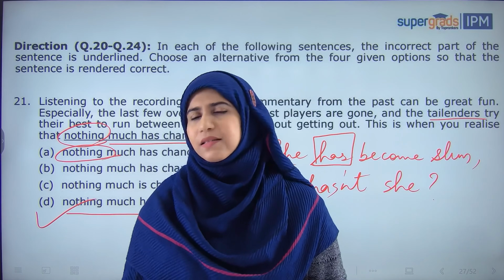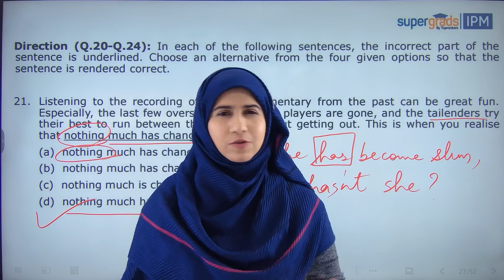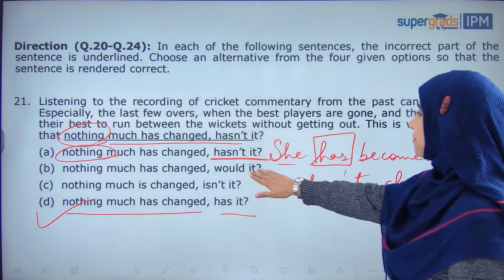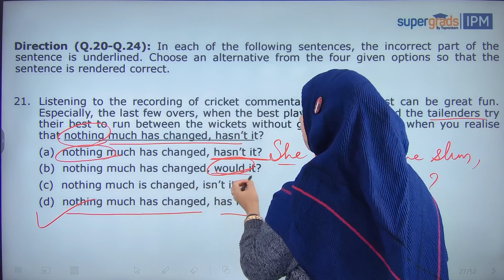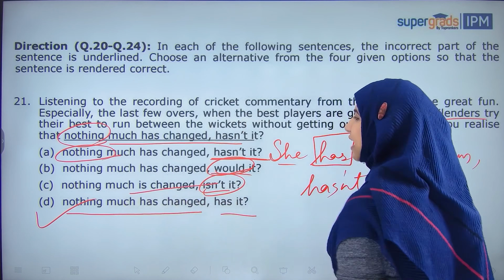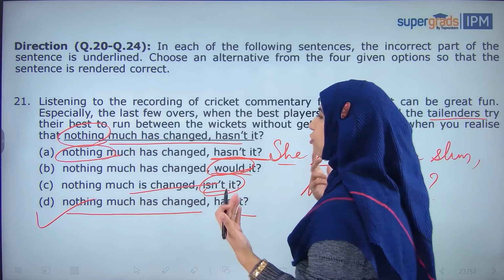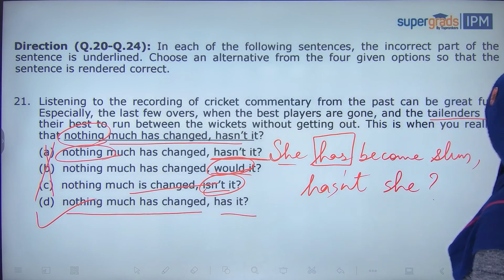Question tags is a very simple topic. It's just going to take you like 10 to 15 minutes. Just go through it. Nothing much has changed. Would. You don't need any other helping verb or modal out here, right? Is changed is not acceptable and isn't negation can't come at all. So all of these are gone. D is the right answer.